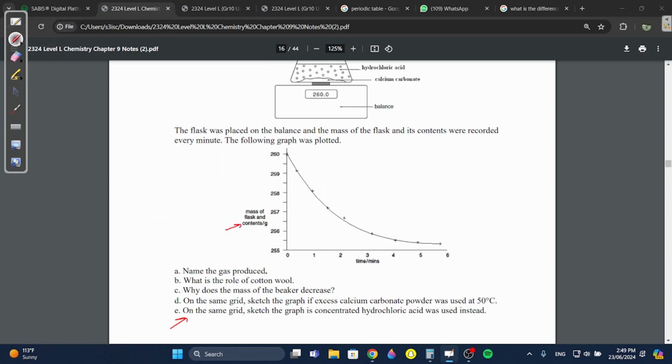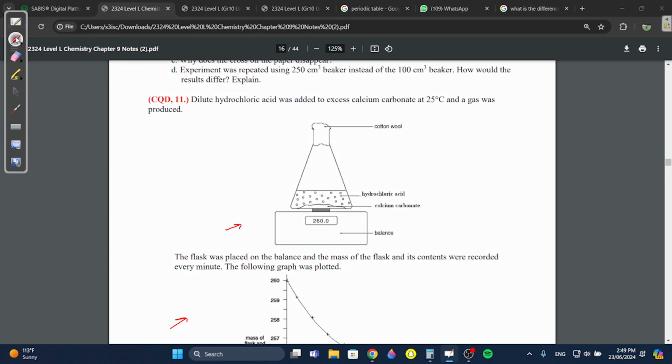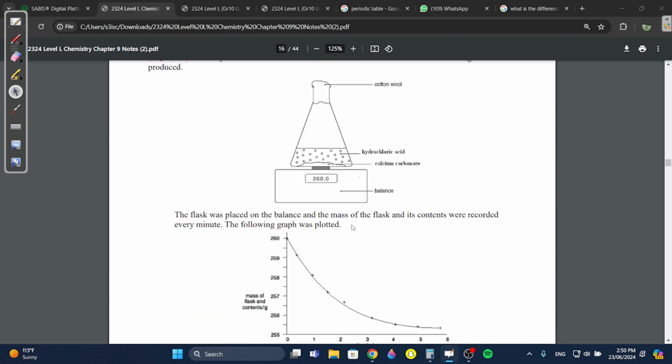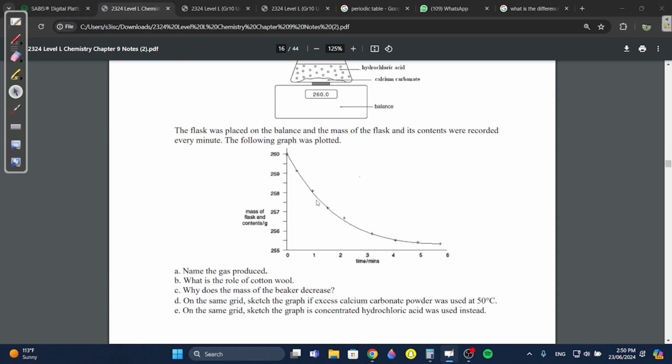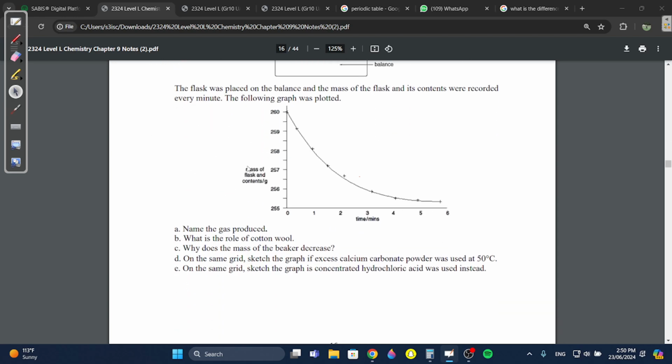No, we're talking about the mass of the flask. So we're talking about this here. Is this where the product is formed? No, the product is escaping outside, but the mass of the flask doesn't change. That's why we're not talking about the product. If they ask for product formed, then of course there will be more product formed. But here it's the same mass of the flask, so they end up at the same point.